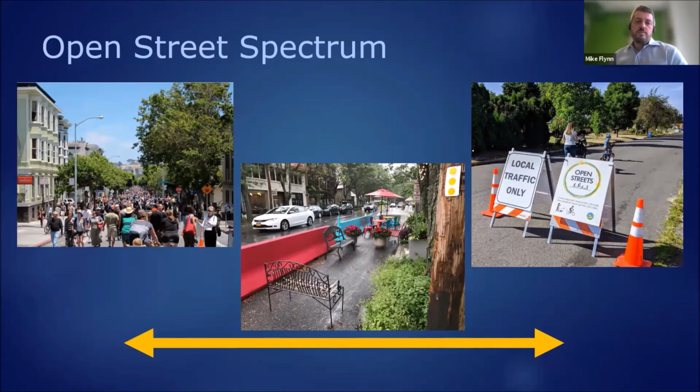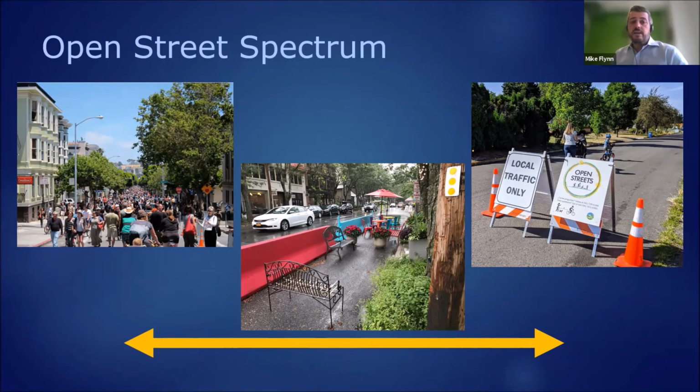So I think one important thing to keep in mind is that open streets can take a lot of forms, kind of on a spectrum. What you see here on the left is something really larger scale, more formal, maybe in busier areas, where you might have miles and miles of streets that have been pedestrianized, but maybe it's only happening one day a year or a couple of days a year.